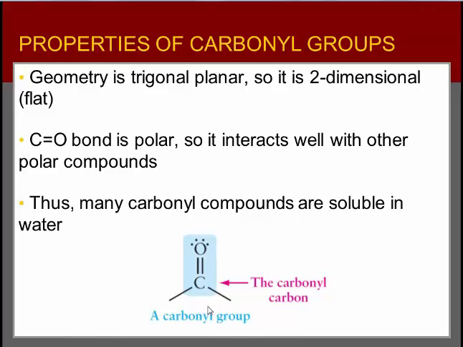So remember in our discussion of molecular geometry, this carbon has three molecular groups surrounding it. Two single bonds, one double bond, so its geometry is trigonal planar. It's two-dimensional. And remember also that the CO double bond is polar, so it interacts well with other polar compounds. This oxygen draws electron density towards itself from the carbon. And this means that many carbonyl compounds can be soluble to some extent in water. They are polar, water's polar, like dissolves like.